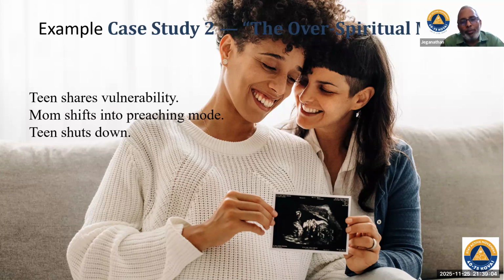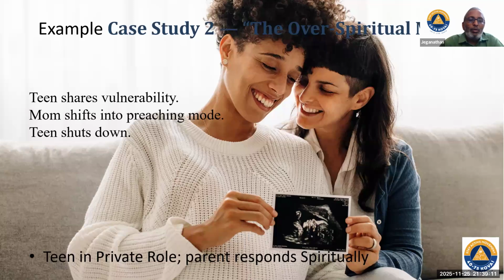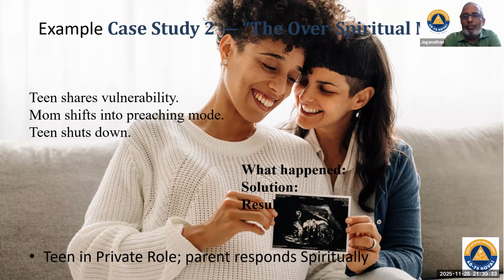In the spiritual mode, what happens? Values, ethics, do's, don'ts, all those kind of things, right? So actually, the teen is in the private role, but the parent responds from the spiritual role. This is the mismatch which is happening here. So what is the solution? What could be the result? Any takers?